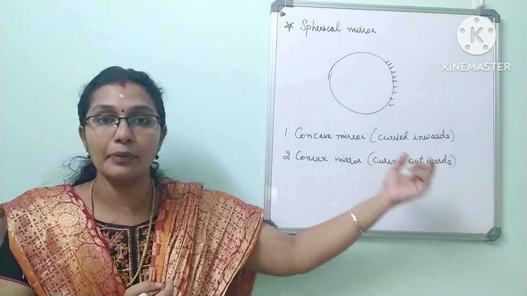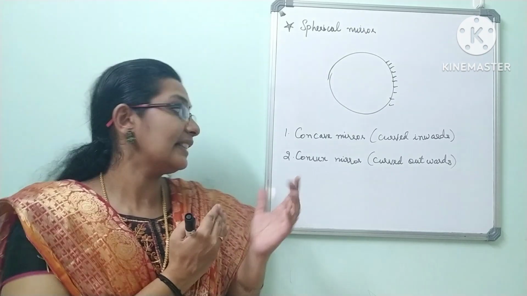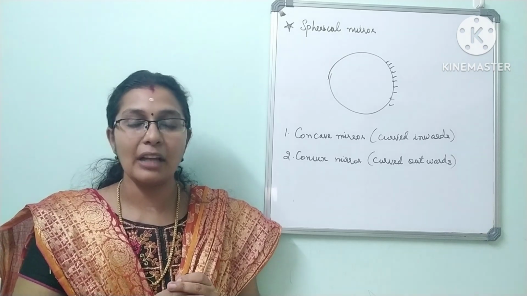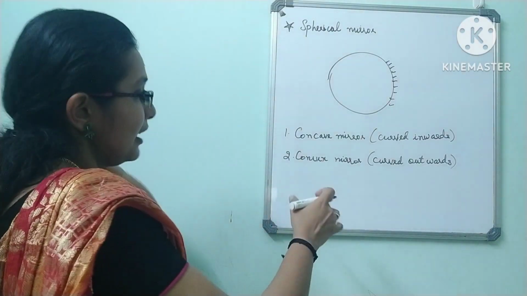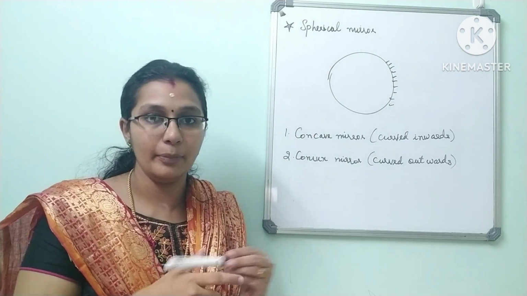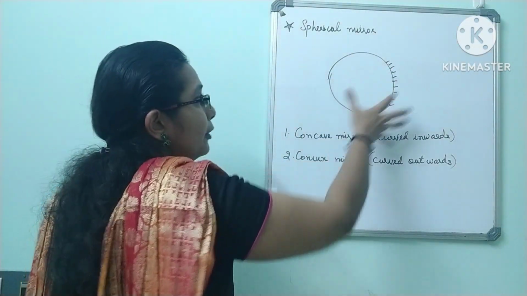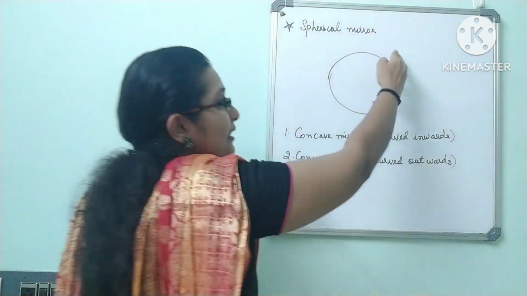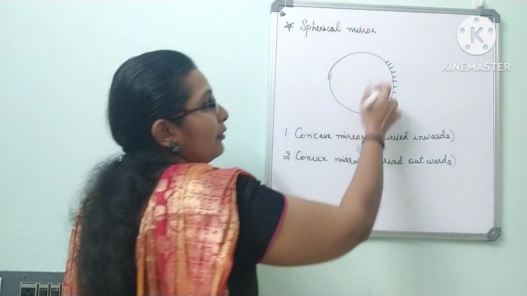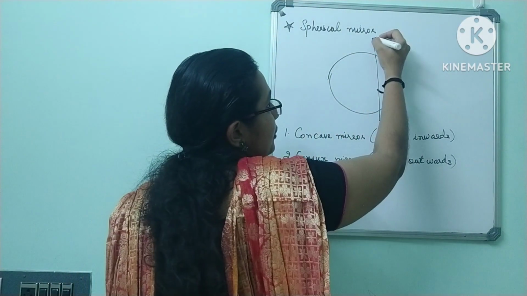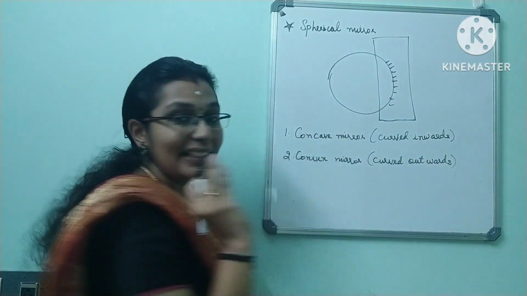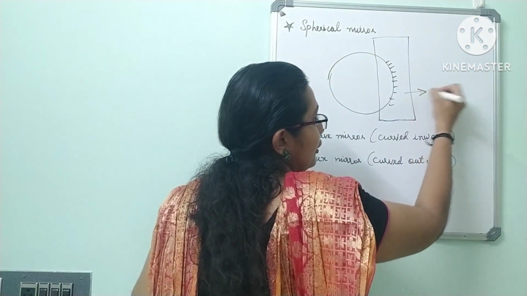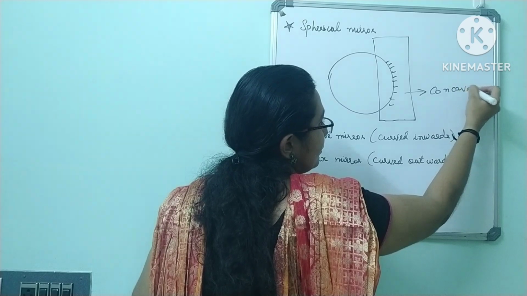So the one whose reflecting surface is curved inwards is nothing but a concave mirror, and the one whose reflecting surface is curved outwards is the convex mirror. Now, I will tell you how to get a concave mirror and a convex mirror. You have a glass in the form of a sphere, and one side you are polishing, and the other side will obviously be reflecting. Now I am cutting this portion. So it is curved inwards, this portion. So this is nothing but your concave mirror.